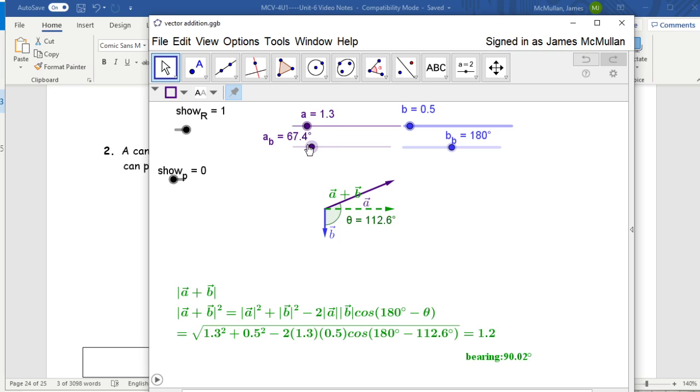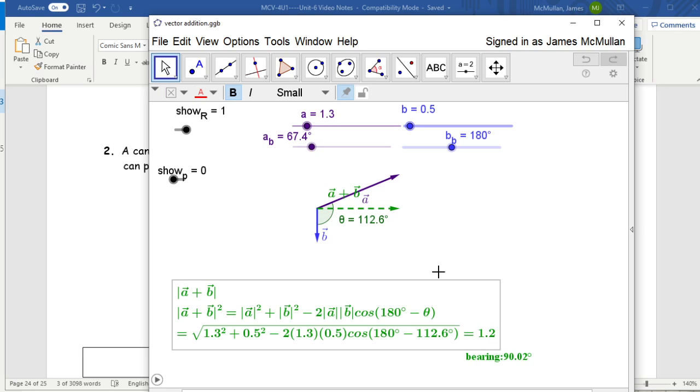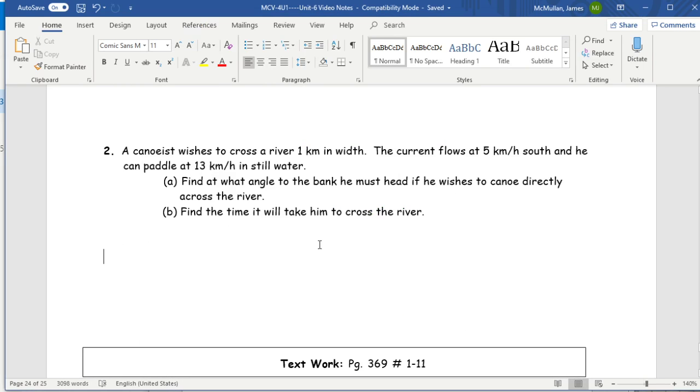So I'm thinking the answer is about 67.4, because now if he uses up some of his velocity to go into the current, then that will cancel what the current is doing, and he will be able to travel straight across. Of course, he's not going to travel straight across as fast as his regular speed. He can paddle 13, right? He's only going to travel across at 12 because some of his velocity is used up fighting the current. Okay? Now let's answer it the way we would here.